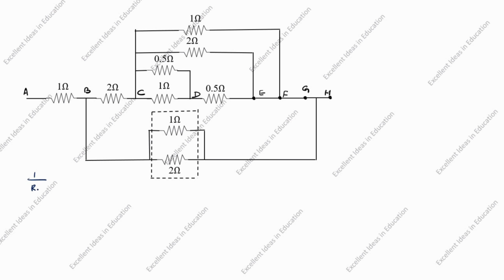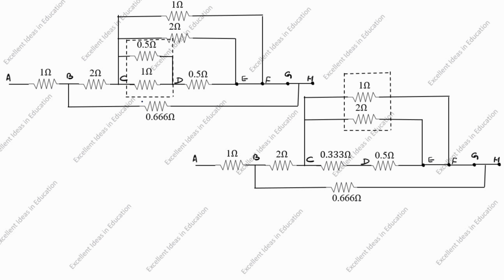1 by RP1 is equal to 1 by 1 plus 1 by 2. Cross this, 2 plus 1 by 2 into 1, equal to RP we will take. So 2 into 1 divided by 2 plus 1 equal to 0.666 ohm. Now this one is 0.666 ohm. You see 0.666 ohm. This one finished. After that we'll go to C.